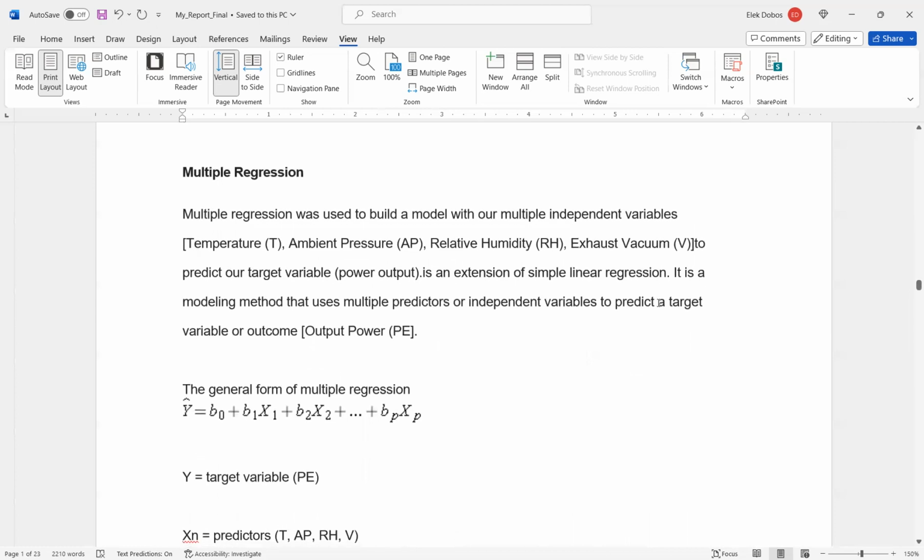So as I mentioned before, we're using multiple regression, which is sort of an extension. Everyone's probably familiar with linear regression, looking for a dependent and independent variable correlation of a relationship. Multiple regression was used to build a model with our multiple independent variables: temperature, ambient pressure, relative humidity, exhaust vacuum, in order to predict our target variable, which is power output. And again, it's an extension of simple linear regression. It is a modeling method that uses multiple predictors or independent variables to predict a target or outcome, which we're calling throughout this document the output power, or PE.